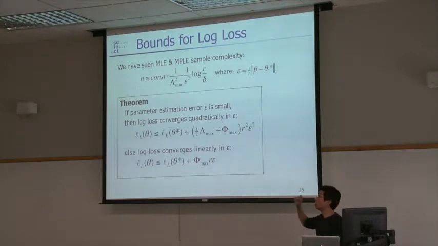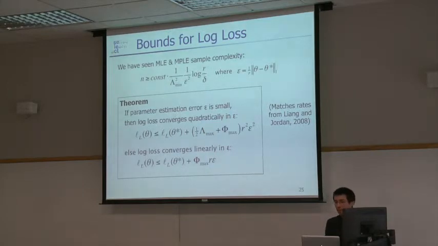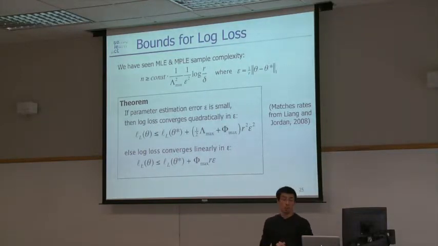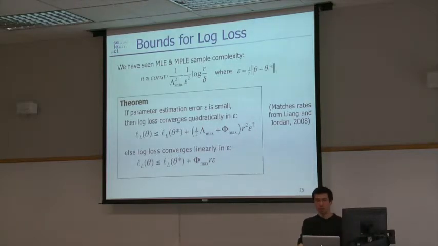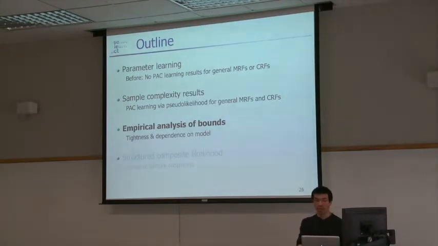And so basically what you can do is combine these bounds on the log loss with the bounds up there on the parameter estimation error, in order to get a bound on how many samples you need to get a certain log loss. And I'll note that this matches the asymptotic rates, which we mentioned before in the related work. So we've seen that using pseudolikelihood, you can PAC-learn parameters and PAC-learn with respect to log loss for CRFs and MRFs. But of course, the question is, how do these bounds actually perform in practice? How useful are they for prediction? And so we'll examine that next.